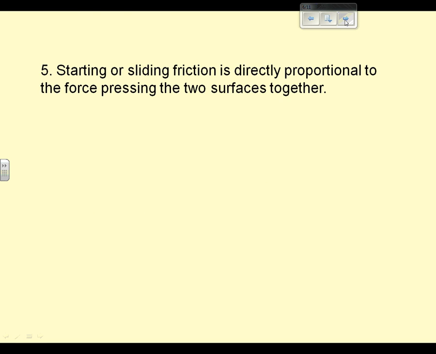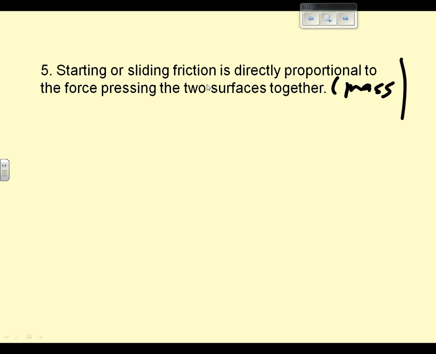So that's what you're going to be doing? Yeah, more or less. You assume that friction is independent of area. Starting or sliding friction is also directly proportional to the force pressing the two surfaces together, which is in direct relationship to the object's mass.